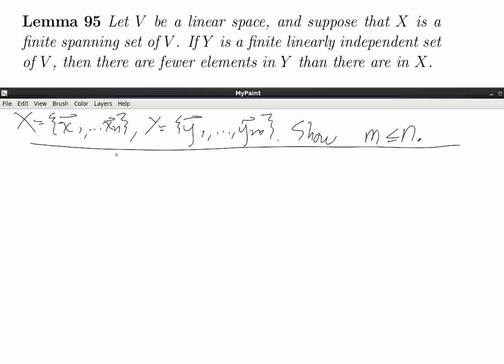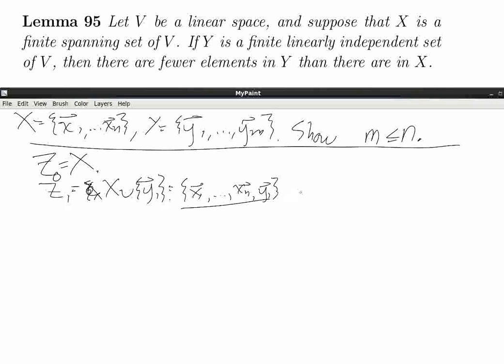The way I'm going to do this is I'm going to consider a set Z. How about Z naught? I'm going to set equal to X. Z1, I'm going to set equal to X union y1. Now, what do I know about this? So this is equal to x1 up to xn, comma y1.